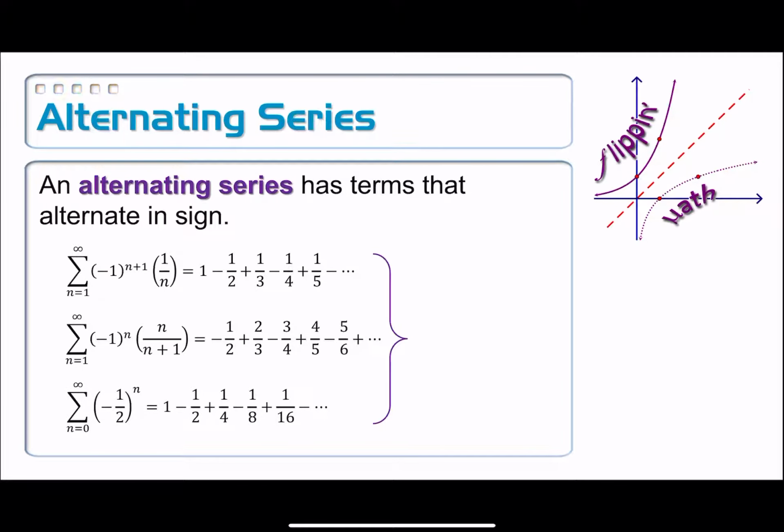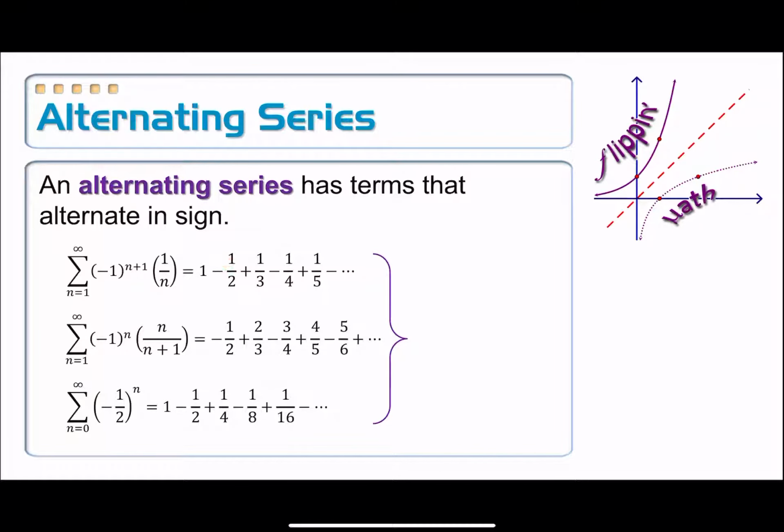(-1/2)^n. That's a geometric series, but its terms alternate. As a matter of fact, we know this one converges. We've got a test for that one. -1/2 is our common ratio. That's the word for it. It's the ratio. The absolute value of that is less than 1, therefore that thing converges. For everything else, though, for these other two, we need another test for it.